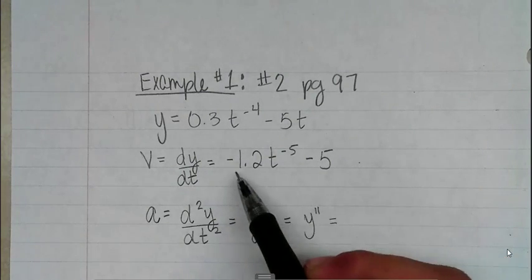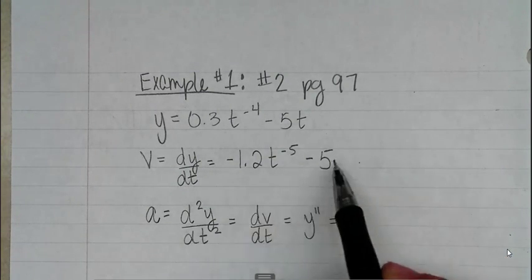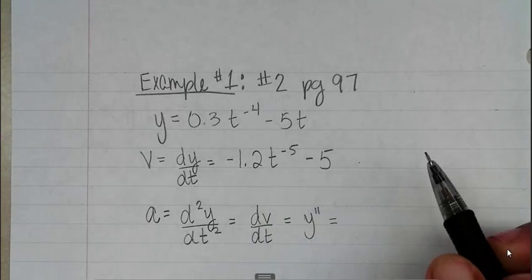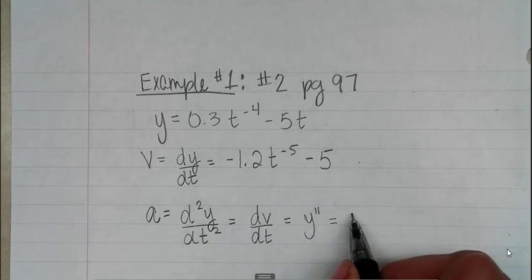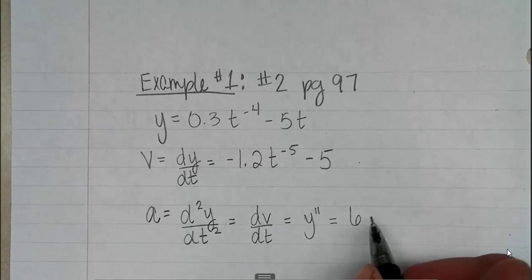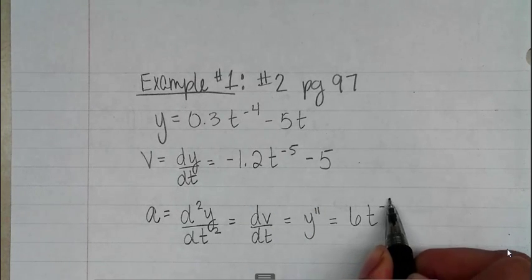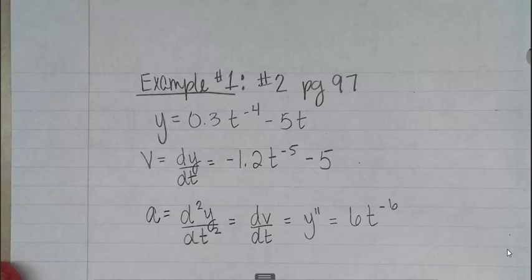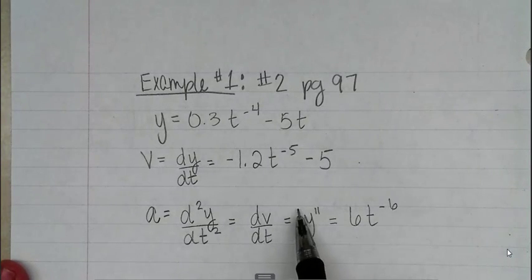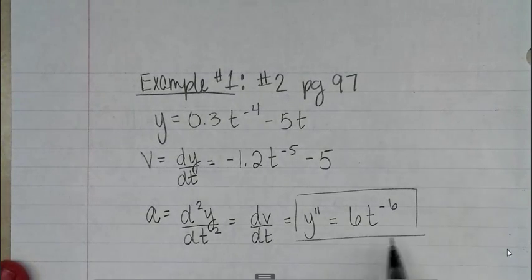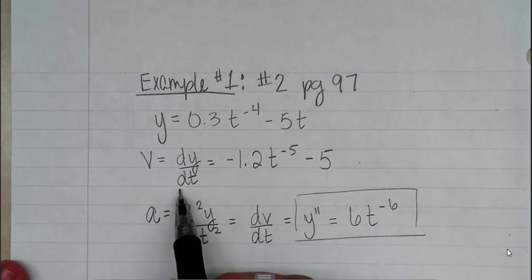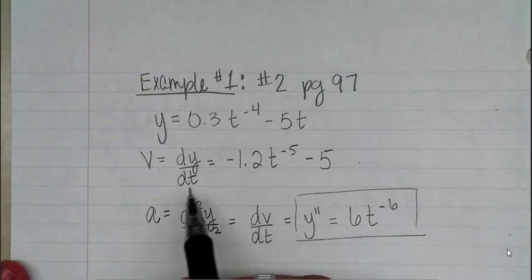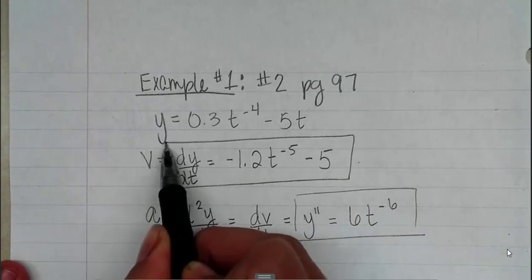So now I need to go to velocity here, and I need to take the derivative of the velocity function. So when I do that and I bring down this negative 5, I'm going to get a positive 6 t to the negative 6. Okay, so really, your answer is really this, or it could have had any one of these before it. And here your velocity, we'll go ahead and circle this part.